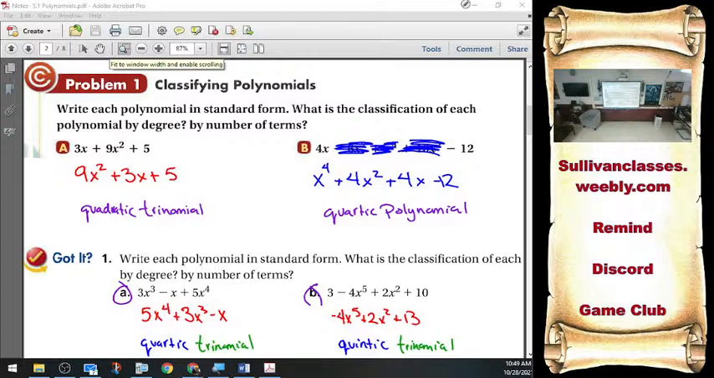Combine like terms. After you got like terms, these are wrong. Combine like terms where you can. Put it in descending order of exponents.